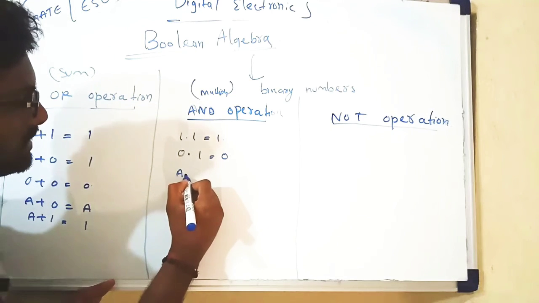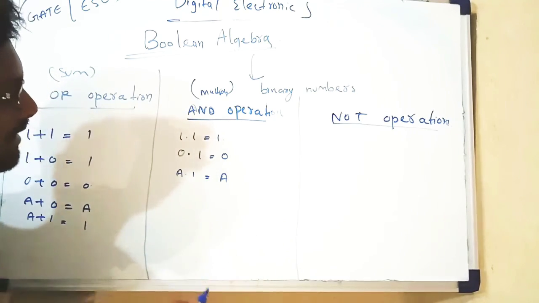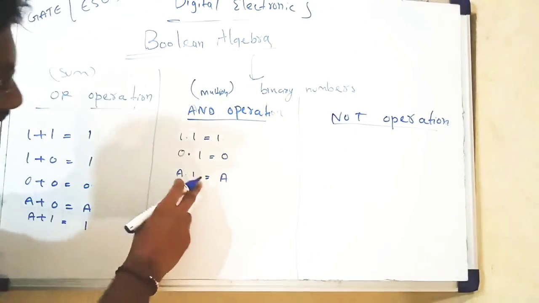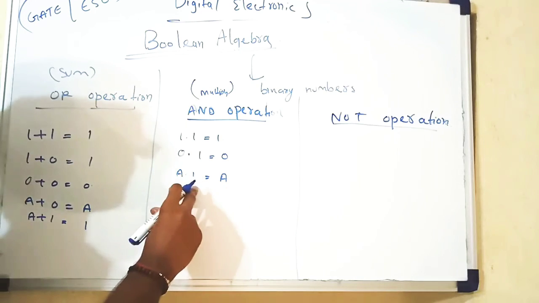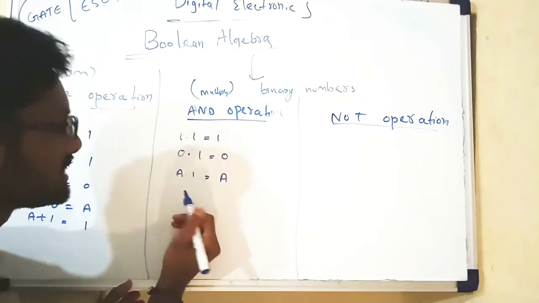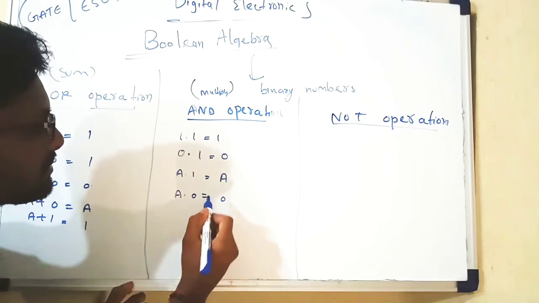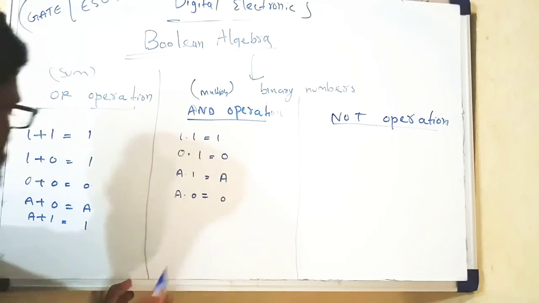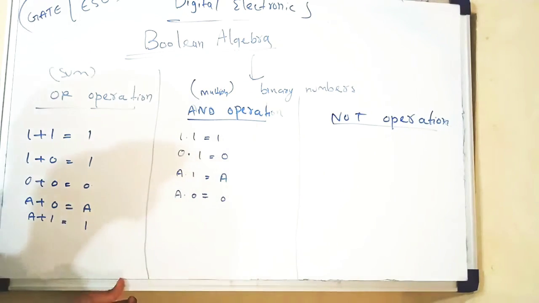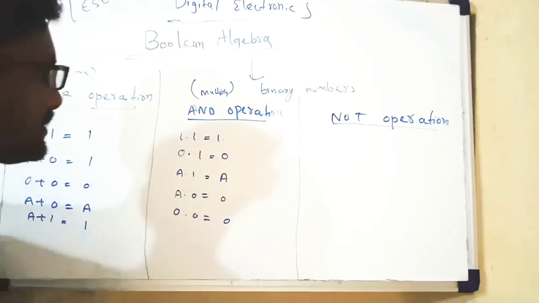Next, A into 1, the value will be A. If I am multiplying 0 with 1, the value will be 0. 1 with 1, the value will be 1. Here I am getting the value of A. So A into 1 is A. A into 0 is 0. Anything multiplied by the bit 0 is 0. Also 0 into 0 is 0.